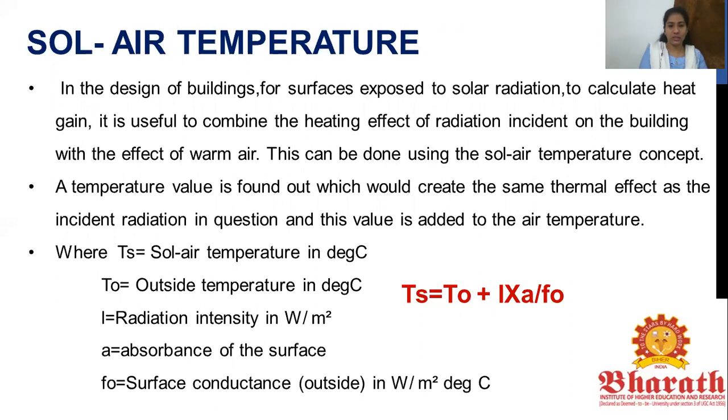In the design of buildings, for surfaces exposed to solar radiation, to calculate heat gain, it is useful to combine the heating effect of radiation incident on the building with the effect of warm air. This can be done using the sol-air temperature concept. The temperature value is found which would create the same thermal effect as the incident radiation in question, and this value is added to the air temperature. Where Ts is the sol-air temperature in degrees Celsius, To the outside temperature, I the radiation intensity, a the absorptivity of the surface, and Fo the surface conductance. So this is how the value is given above.